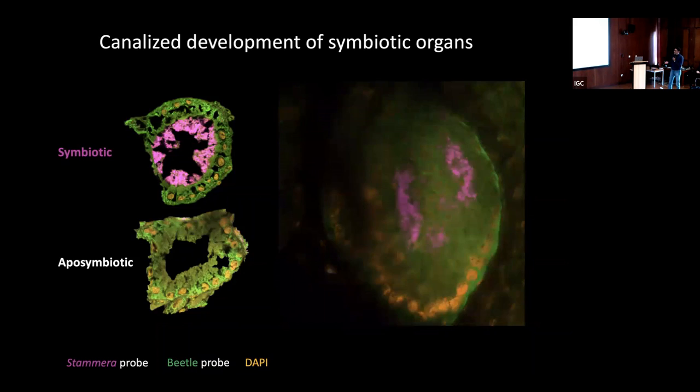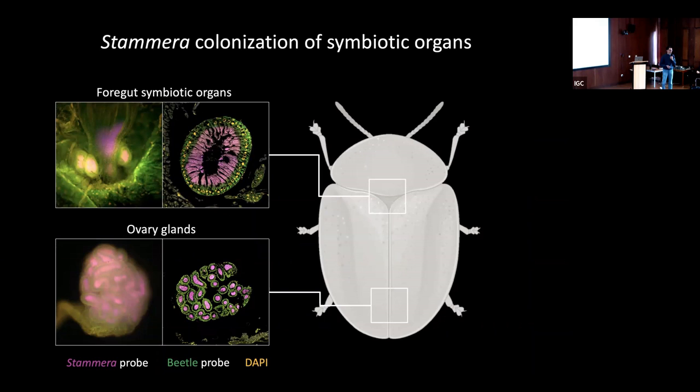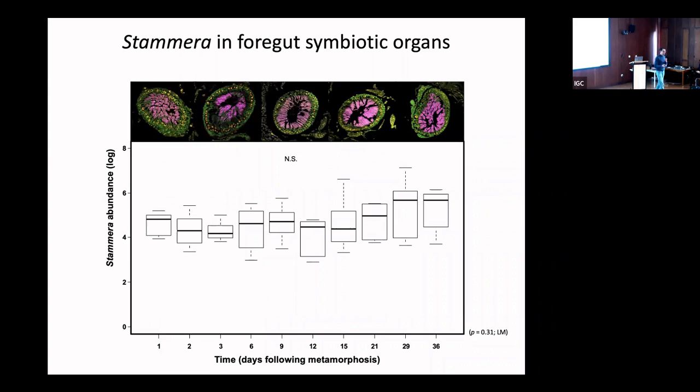So then Miguel turned his attention to the adult stage, and he focused primarily on adult females. And the reason why Miguel was interested in adult females is because they have these two categories of symbiotic organs. Foregut symbiotic organs that are important for mediating herbivory and folivory in the beetle, as well as these accessory glands that are relevant when you consider symbiont transmission. And the reason Miguel was interested in this was because he was wondering whether Stammera is colonizing these organs in an asynchronous manner. And the reason this was relevant is because these beetles start feeding immediately following metamorphosis, but they don't immediately start laying eggs.